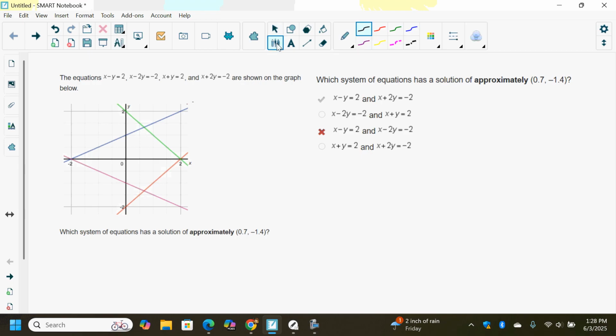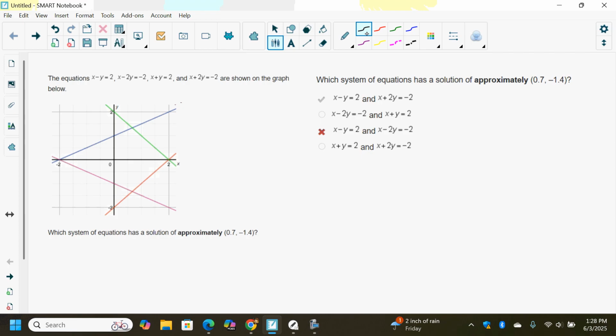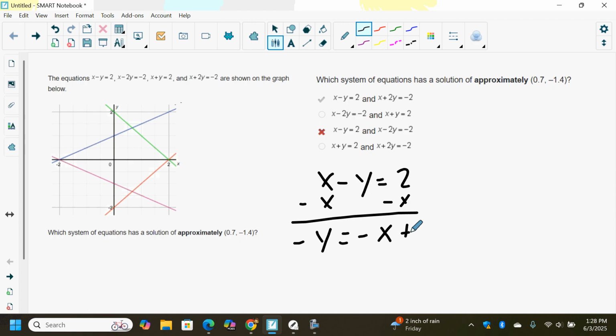and then I would figure out which color was each equation. And that way I could figure out which one worked. So the first one, x minus y equals 2. I would subtract x, and get negative y equals negative x plus 2. And then I would divide everything by negative 1. So I'd get y equals x minus 2. So y equals x minus 2.